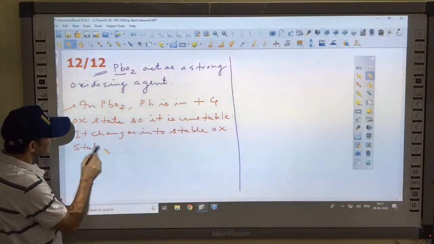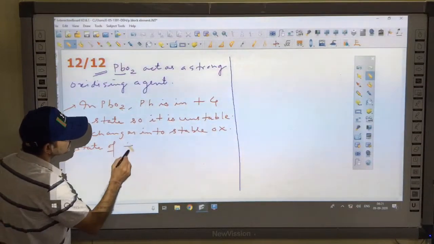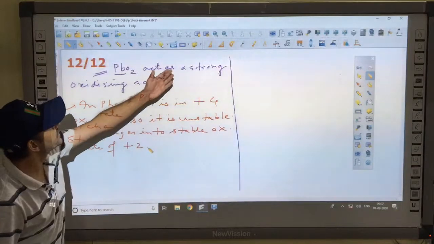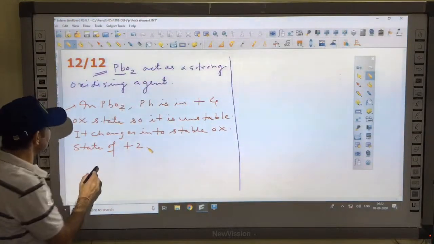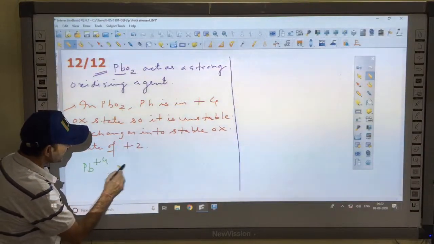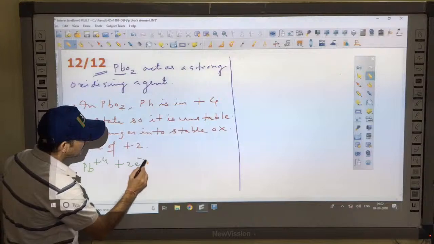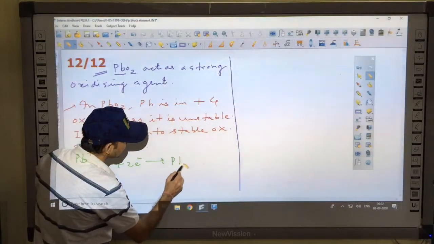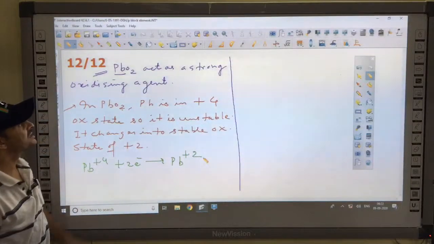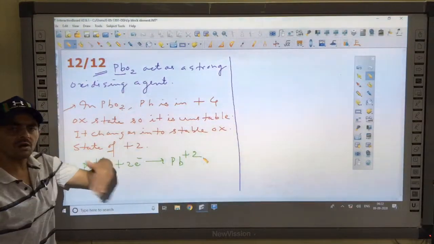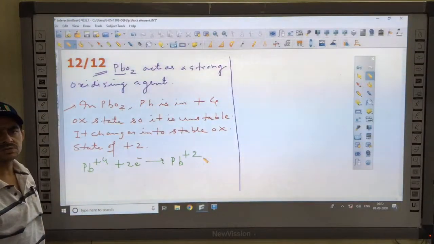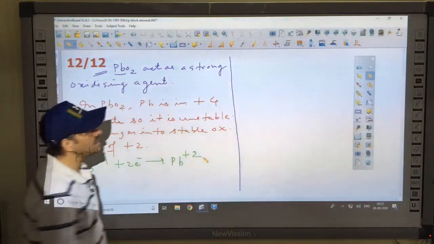Stable oxidation state of +2. So it is behaving as what? I have written over there, oxidizing agent. You can write Pb+4. It gains electrons and changes into Pb+2. So this is behaving as what? It is behaving as an oxidizer. It will oxidize others, but itself it will get reduced. Clear?